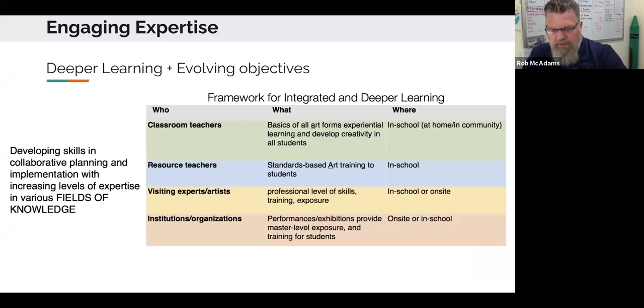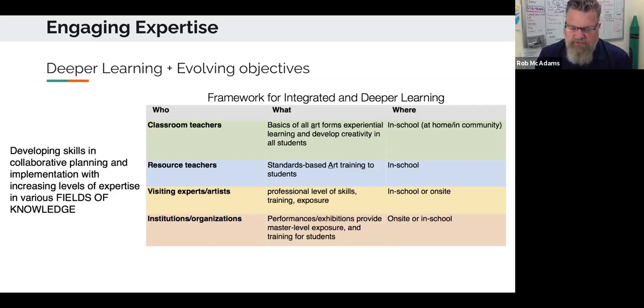this is how I was showing the who, what, and where learning would happen, and engaging with artists, and what these different skills would be. So the classroom teacher, we're asking them to use the basics of all art forms. They need to know the elements of visual arts and design, theater and dance: line, form, shape, color. So when we're training them, we're asking them to be responsible for all that.